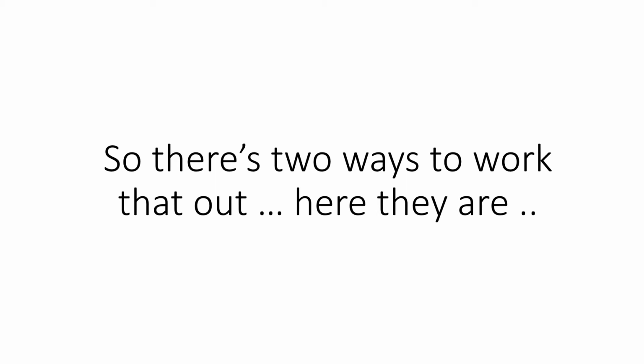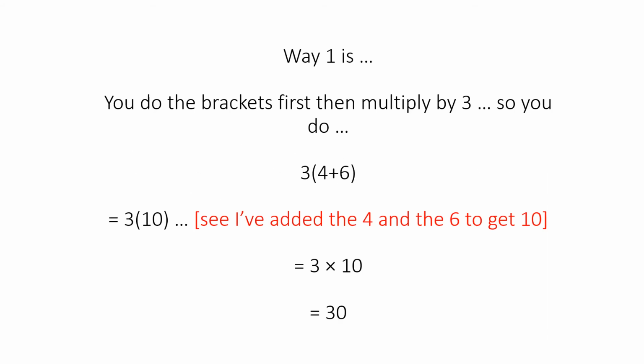So there's 2 ways to work that out, as it turns out, and we'll look at both of them. So the first way you can do it is you can do the brackets first, then multiply by 3. So you do 3 bracket 4 plus 6 bracket. Start by doing the 4 plus 6. So you add 4 and 6 together to get 10. So you've got 3 bracket 10 bracket, which is 3 times 10, like we talked about before.